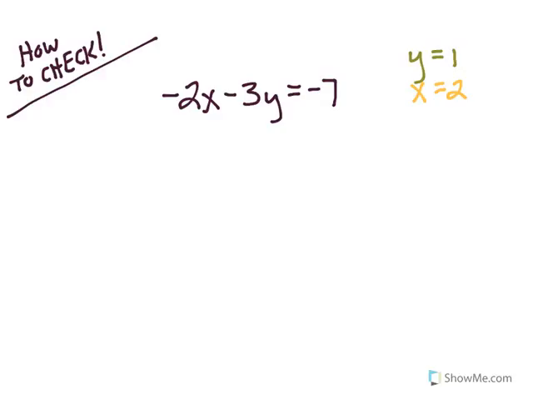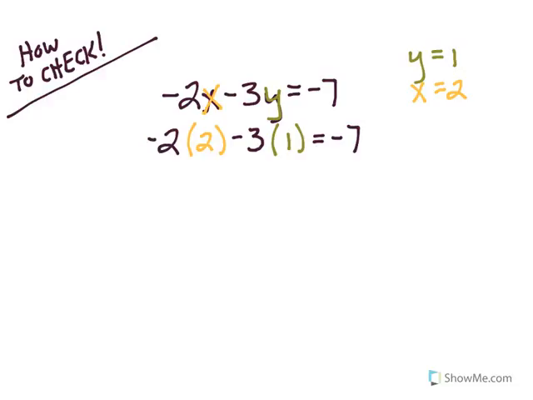Okay, so this is how we're going to check to see if our answers are actually right. What the process is I'm just going to go in here, and wherever I see an x, right here, I'm going to replace it with a 2. And wherever I see a y, I'm going to replace it with a 1. So here we go. We're going to do negative 2 times 2 minus 3 times 1 equal to negative 7.